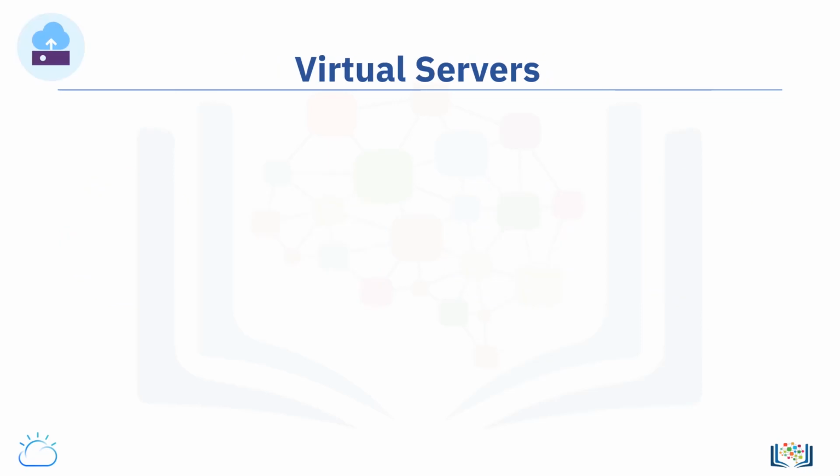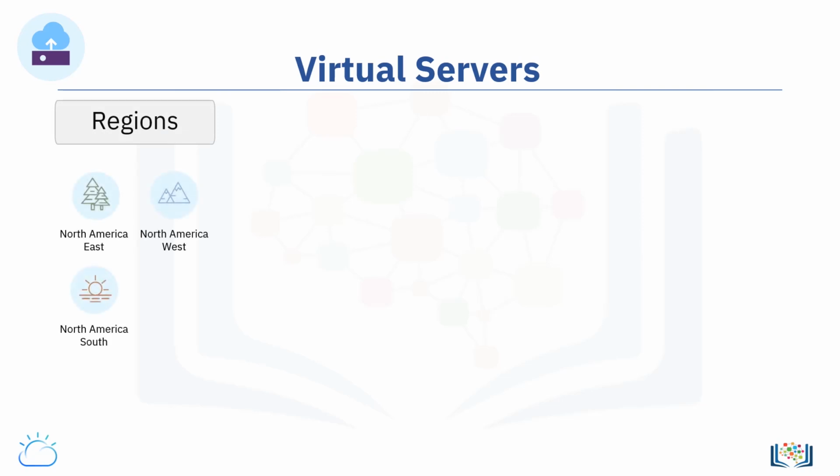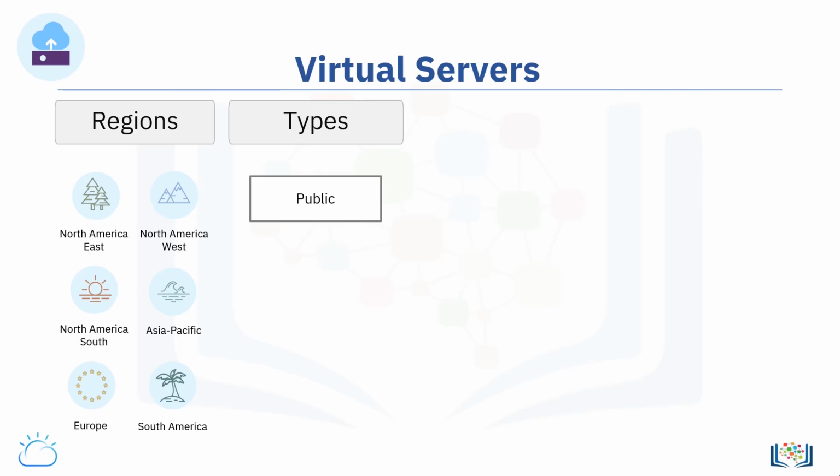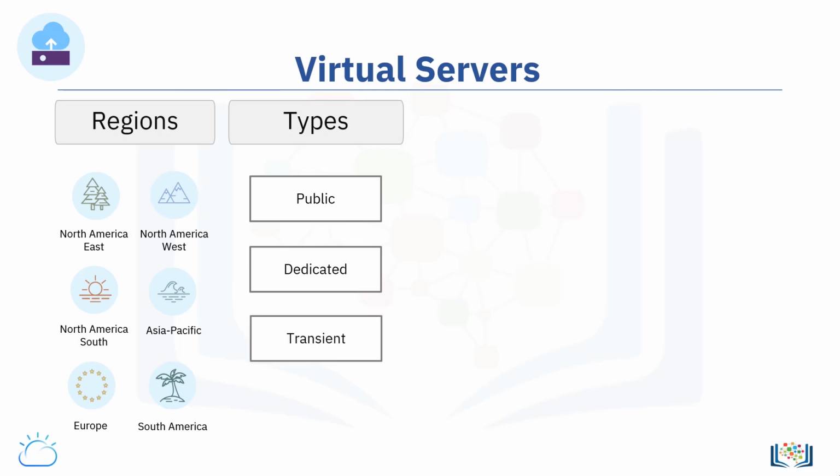Virtual servers can be deployed in any IBM data center around the world. This includes regions such as North America East, West, and South, the APAC region, Europe, and South America. There are different types of virtual servers. Public servers are multi-tenant and are billed hourly or monthly. Dedicated servers are like public servers, but they're single-tenant, no noisy neighbors, so a little bit more expensive. Transient servers are the least expensive option, but are deprovisioned as capacity grows. Lastly, we have reserved servers. These are committed to a 1 or 3-year contract.